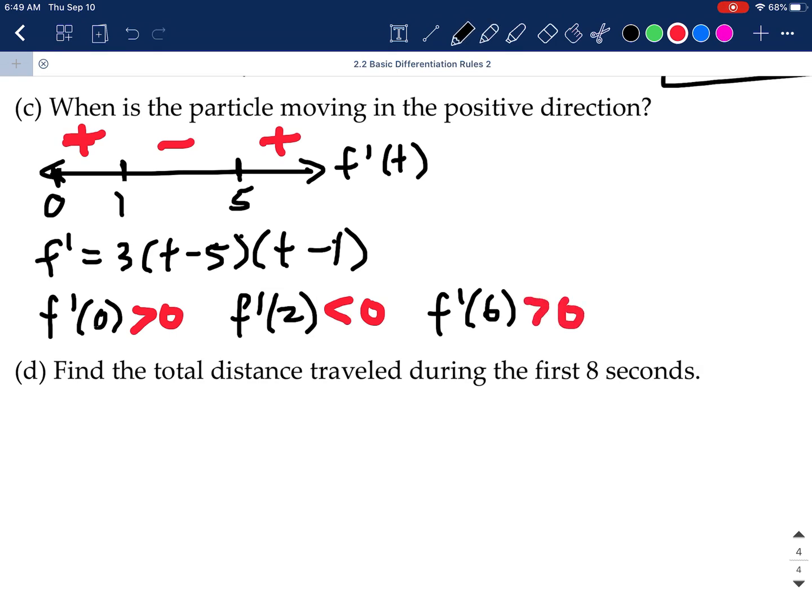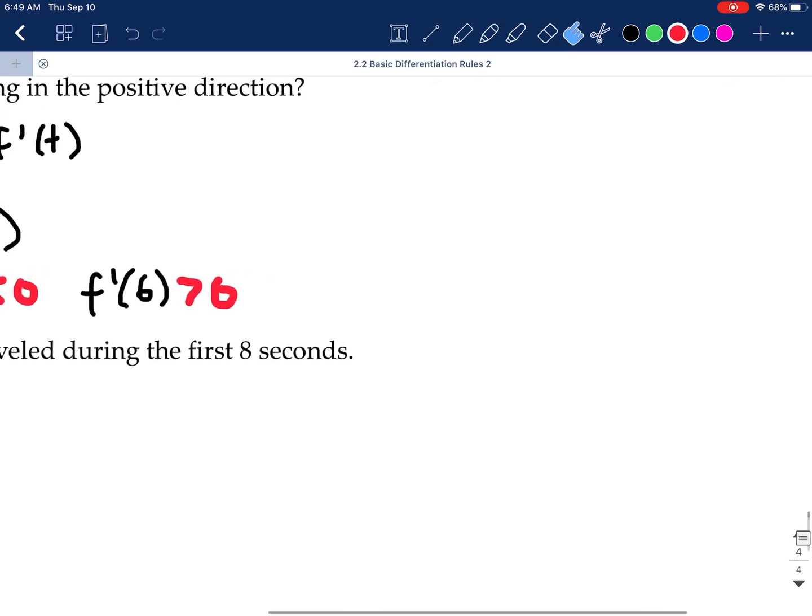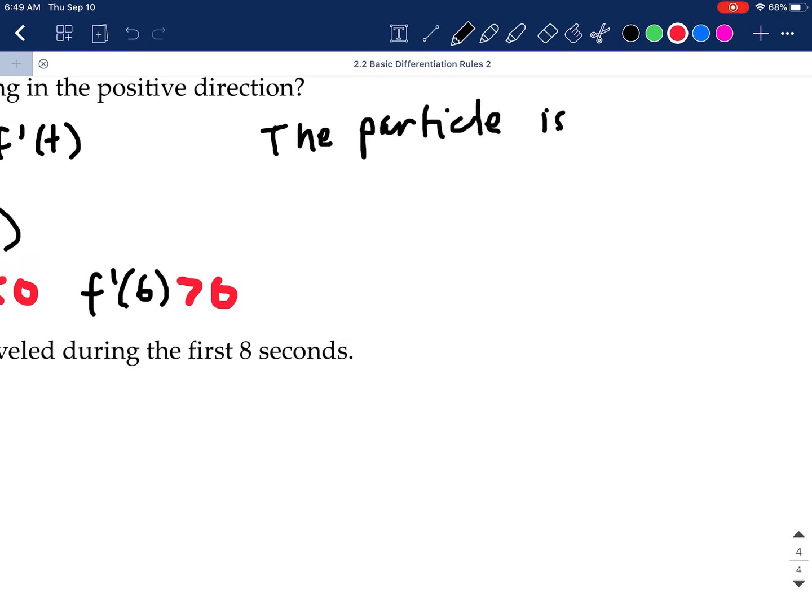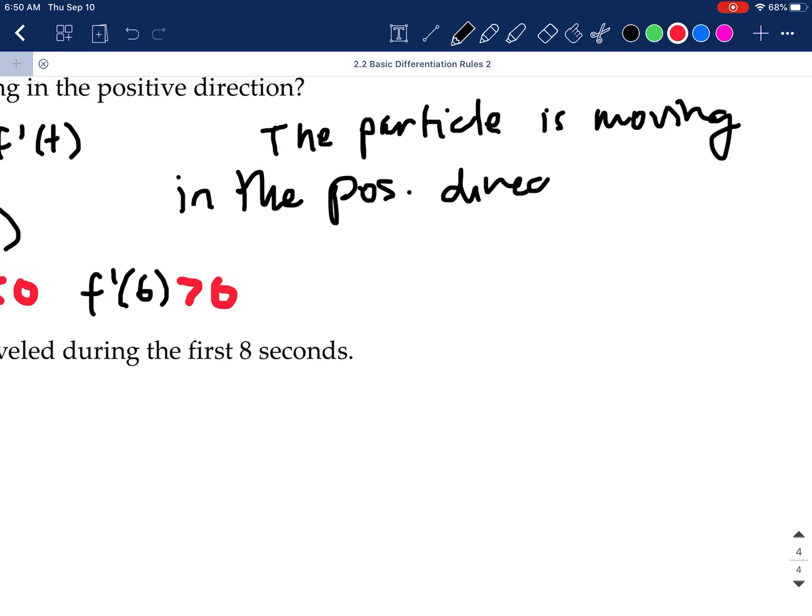So then, how do we explain this, right? This is all of our work, but for the AP standards, you have to be able to describe this behavior in a sentence, and that's going to be pretty easy. So we would say that the particle is moving in the positive direction on the interval 0 to 1, union 5 to infinity.